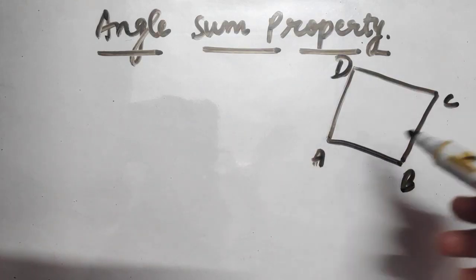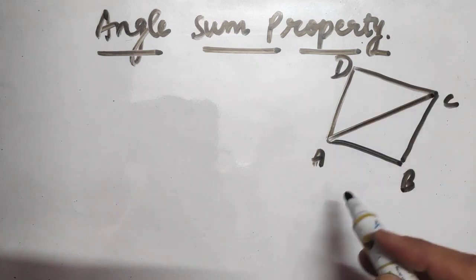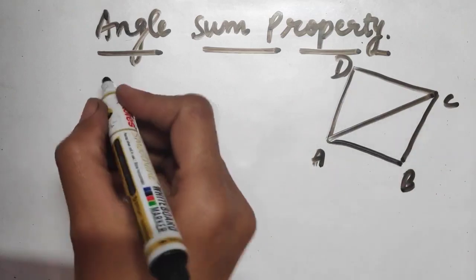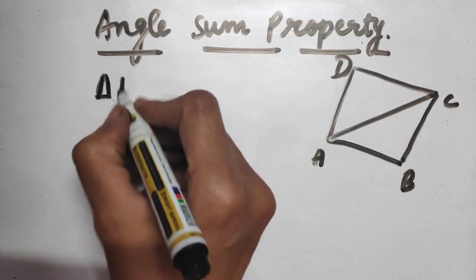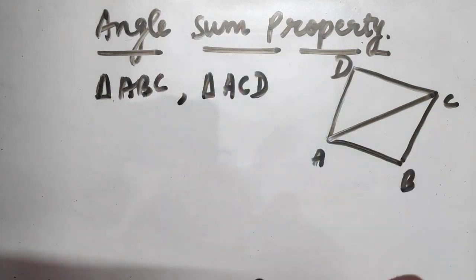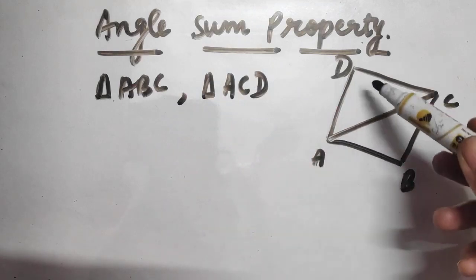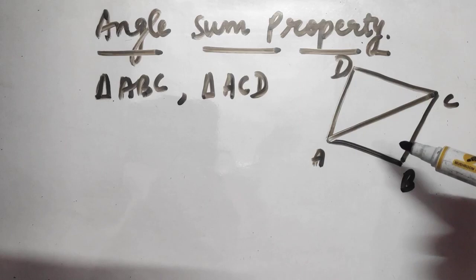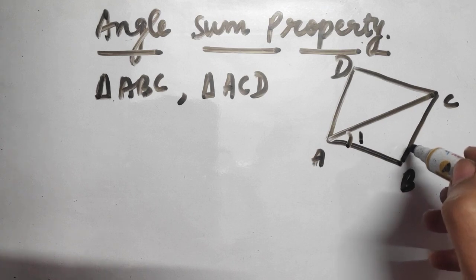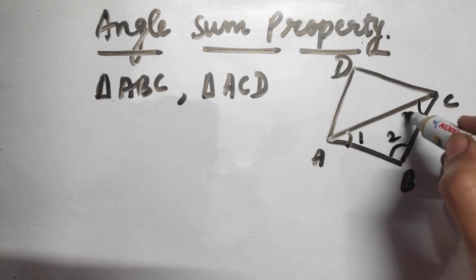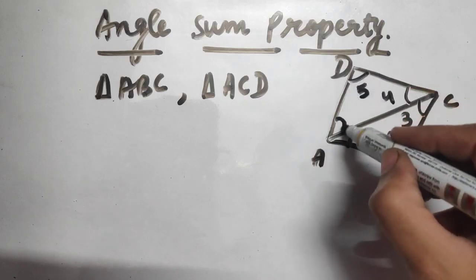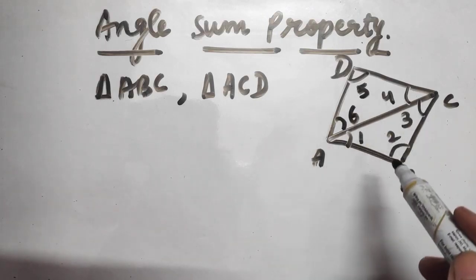Divide it into two triangles. I am dividing it into two triangles: triangle ABC and triangle ACD. Now I have made a diagonal AC, so I have divided it into two triangles. Now we have six angles. Let us say this is angle 1, angle 2, angle 3, angle 4, angle 5 and angle 6. So you can see we have 6 angles.